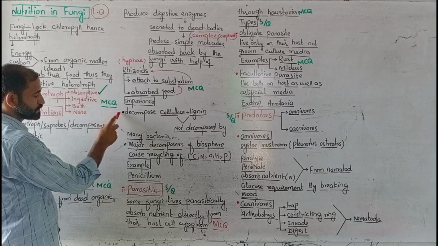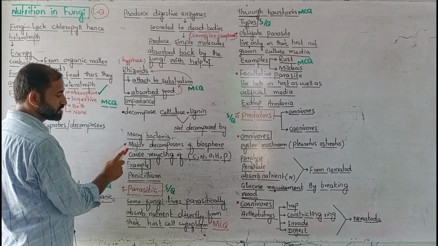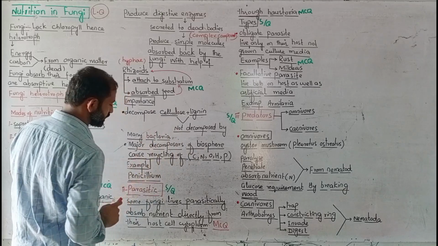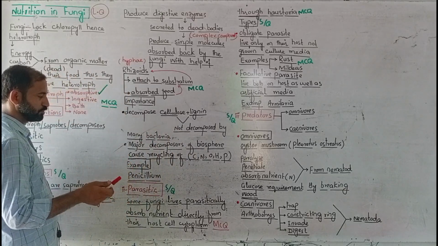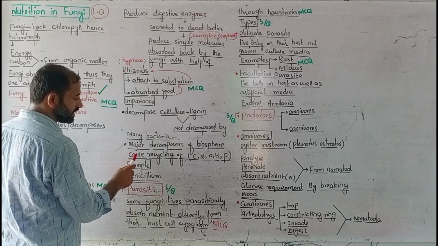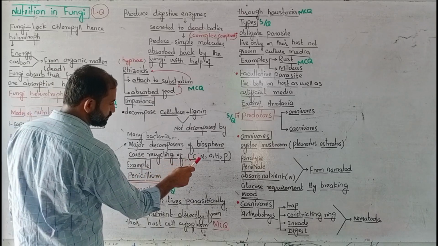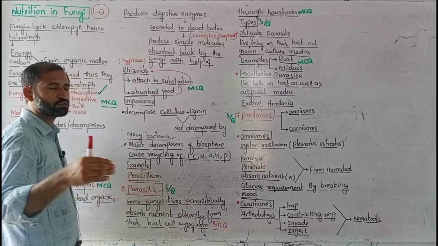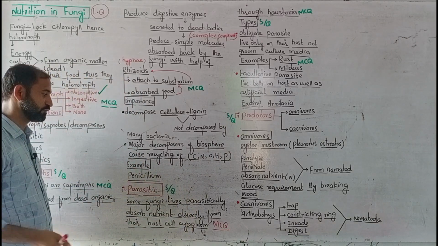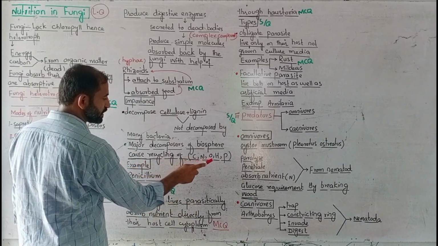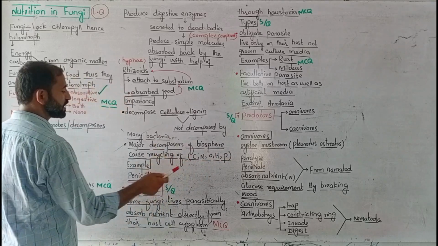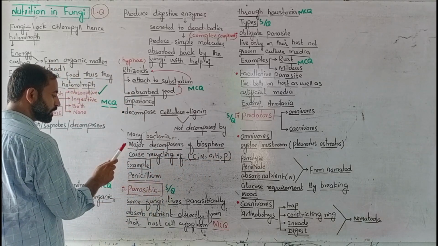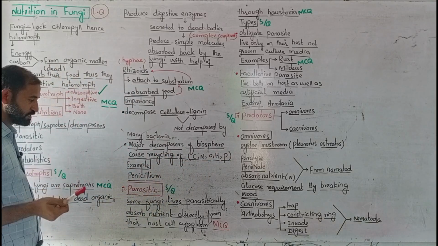That was the first point. Next one is the second point. Major decomposers of the biosphere. Fungi are major decomposers of the biosphere, causing recycling of calcium, nitrogen, oxygen, hydrogen, phosphorus. They can also be used in the recycling of sulfur. So carbon, nitrogen, oxygen, hydrogen and phosphorus are recycled by bacteria and fungi.